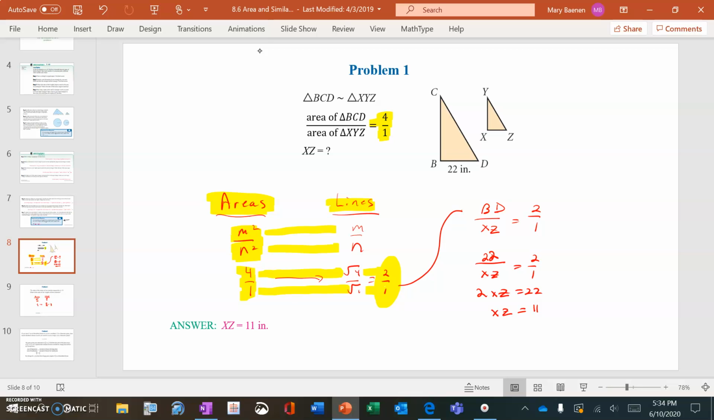So sides, anything straight in that figure, are going to be in the ratio of 2 to 1. Therefore, if I take BD over XZ, the corresponding sides, they would be equal to 2 over 1. BD is 22, so I substitute in a 22 for BD, and now I can cross multiply. 2 times XZ is equal to 22 times 1, and then divide both sides by 2, and I have XZ equal to 11.